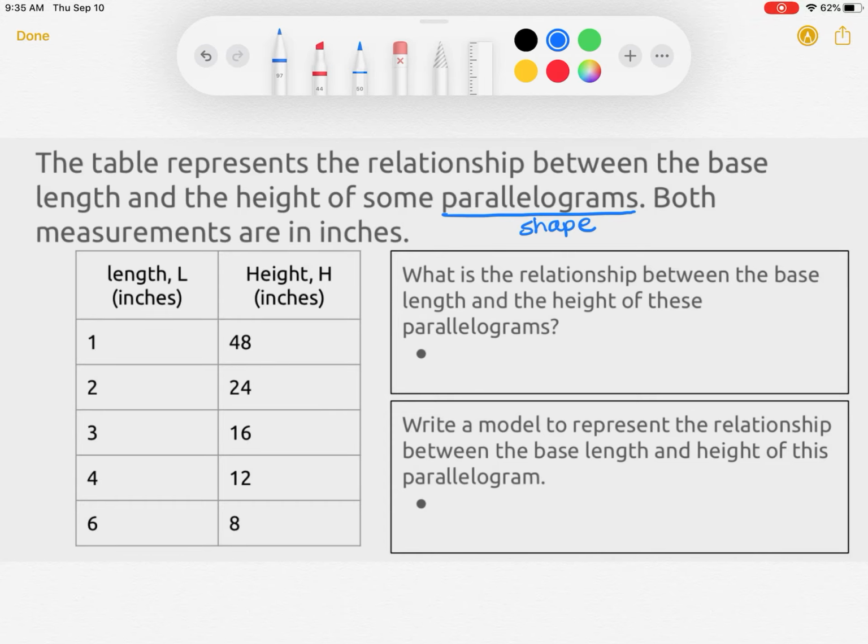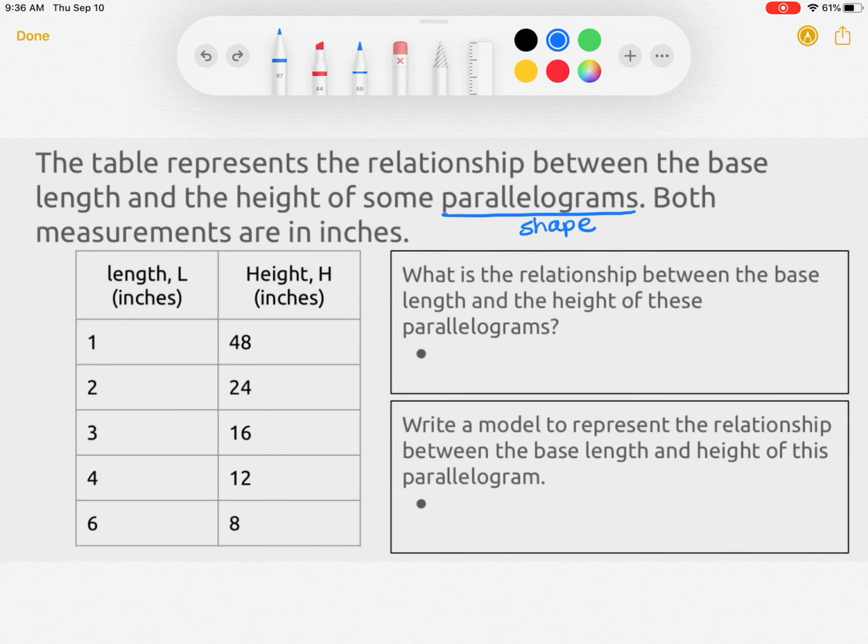So I might try something like, I wonder if the left side and the right side always add up to the same number. So I could say, what does 1 plus 48 give me? That gives me 49. What does 2 plus 24 give me? That gives me 26. All right, I'm already seeing this probably isn't going to work because I'm not getting the same number every time. So I'm not going to do that.